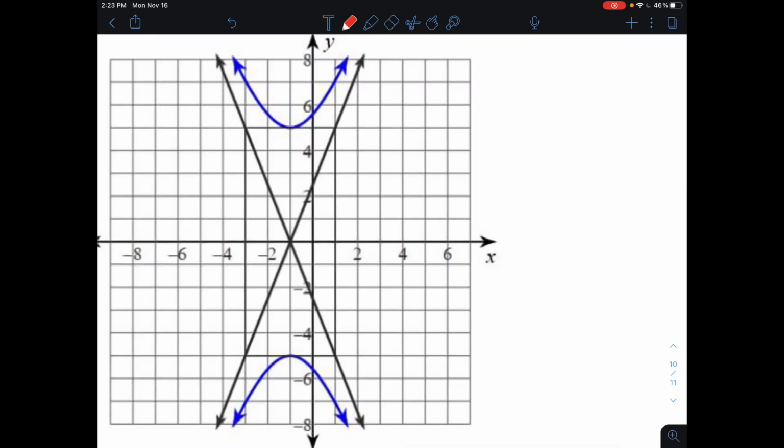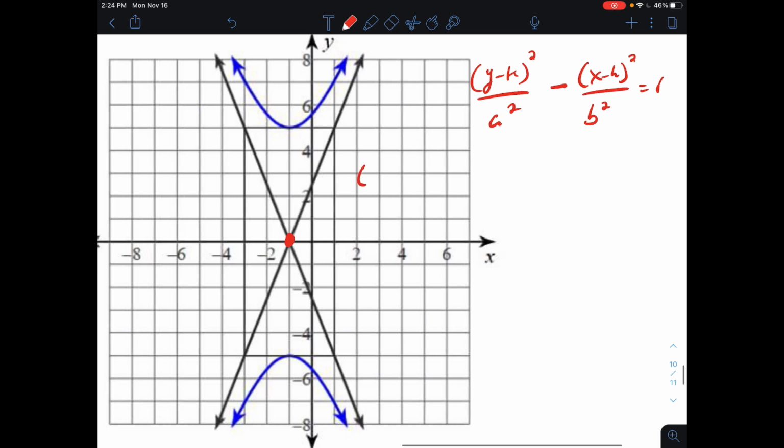All right, next one, we want to write the standard equation of this hyperbola from the graph. Looking at the graph, it opens vertically, which means we're going to have y minus k squared over a squared minus x minus h squared over b squared is equal to 1. h and k are my center. Graphically, the center is the intersection of the diagonals or the asymptotes, and our center here is at negative 1 comma 0. So our center, negative 1 comma 0, gives us h and k.